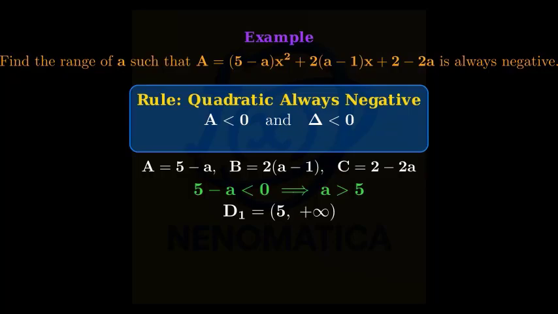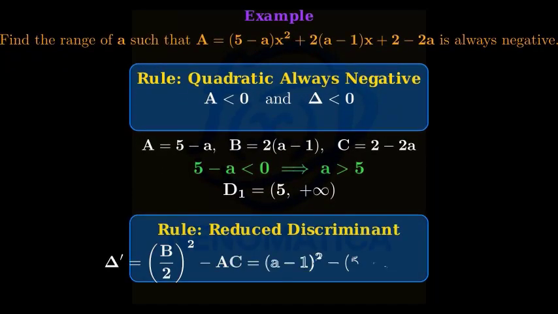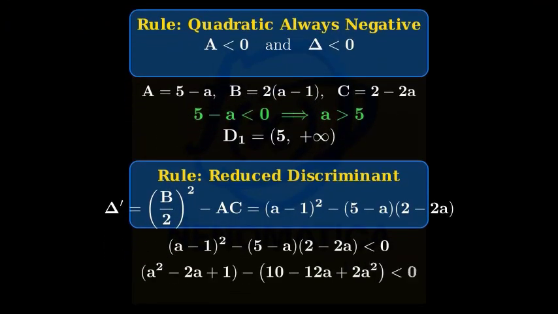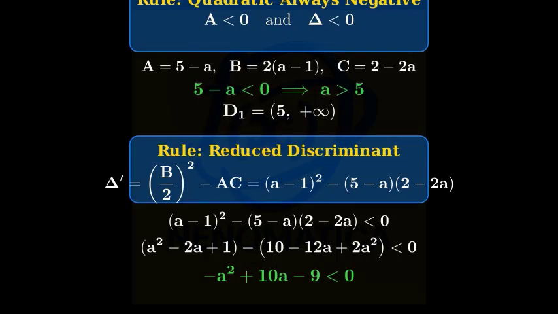Next, the discriminant condition. Using the reduced discriminant delta prime equals (b over 2) squared minus a times c, with a equals 5 minus a, b equals 2 times (a minus 1), and c equals 2 minus 2a, we get delta prime equals (a minus 1) squared minus (5 minus a) times (2 minus 2a). Expanding carefully and combining like terms yields negative a squared plus 10a minus 9 is less than 0.